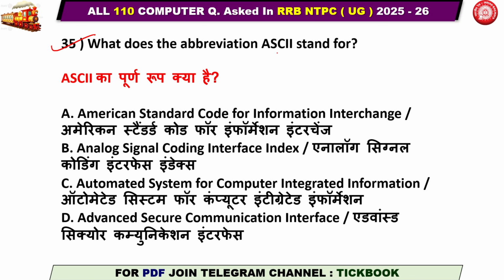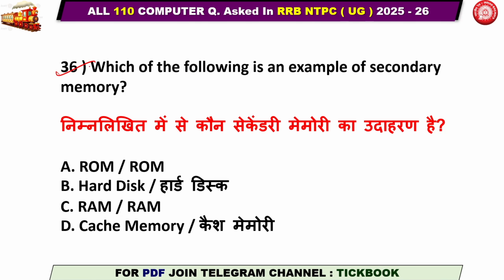35. What does the abbreviation ASCII stand for? Option number A, American Standard Code for Information Interchange. 36. Which of the following is an example of a secondary memory? Option number B, hard disk.